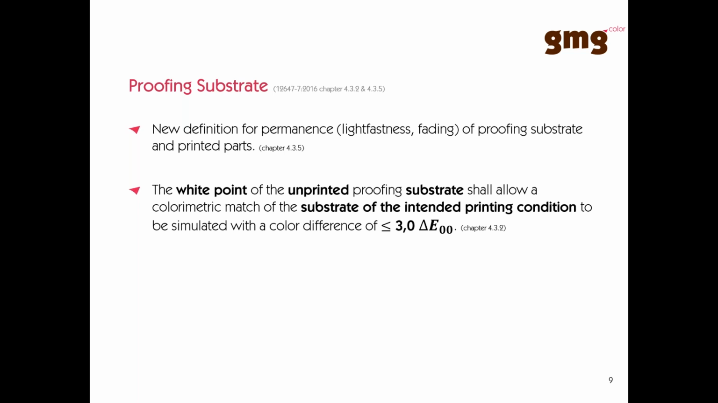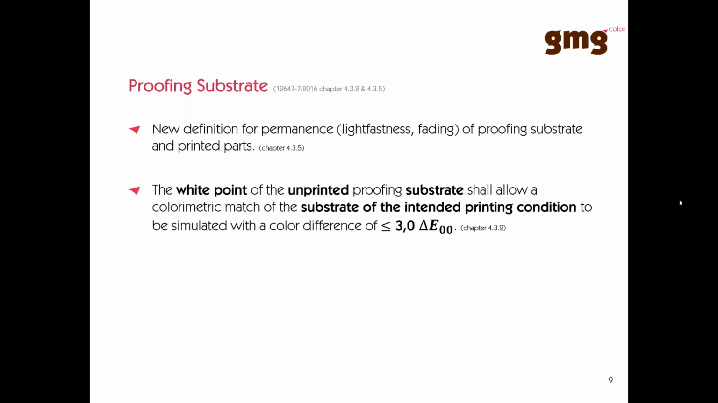Furthermore, the revision contains some specific rules for the white point of the substrate. It shall allow a colorimetric match to the simulated printing substrate with a delta E 2000 smaller or equal 3. For example, the defined paper tint of Fogra 51 is L 95, a 1.5 and b -6, and this paper tint has to be simulated in proof with a delta E smaller or equal than 3. This means the white point of the proofing substrates is normally a bit lighter than the printing substrate to enable a simulation in brightness and color.